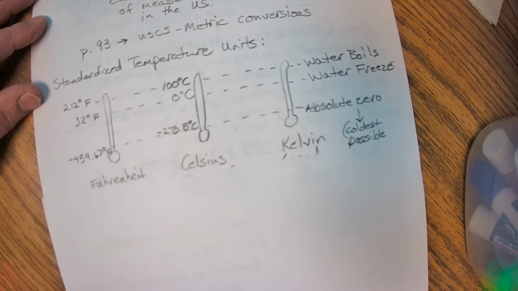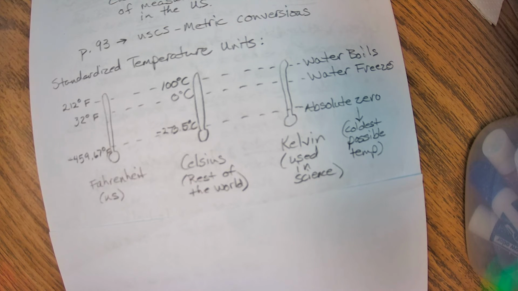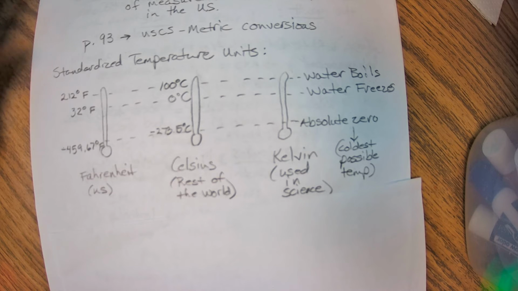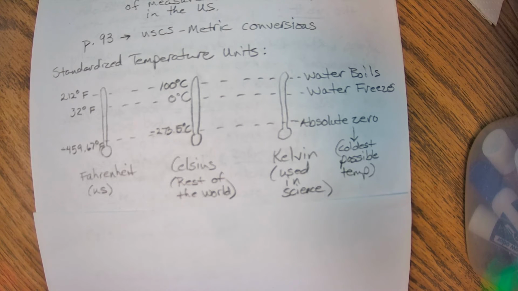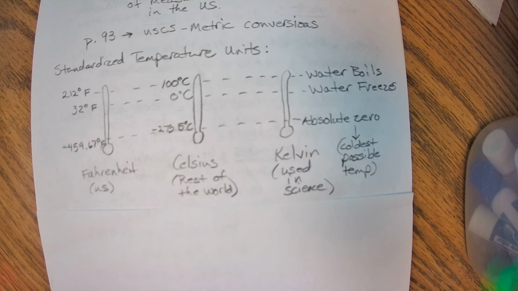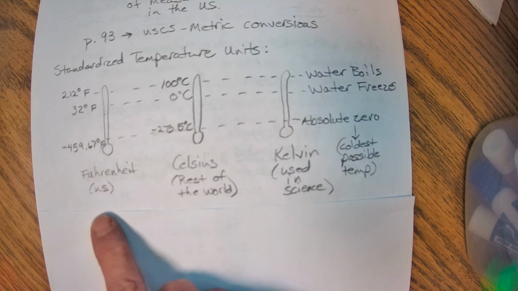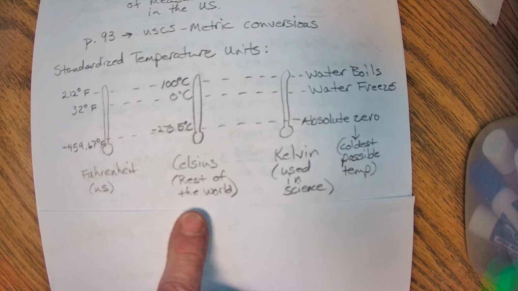The first thing we're going to talk about, and this chart is also in the book, is standardized temperature units. So we have the Fahrenheit scale, the Celsius scale, and the Kelvin. The Kelvin scale is used in science. The Fahrenheit scale, as you know, is used in the United States, and literally the rest of the world uses Celsius.